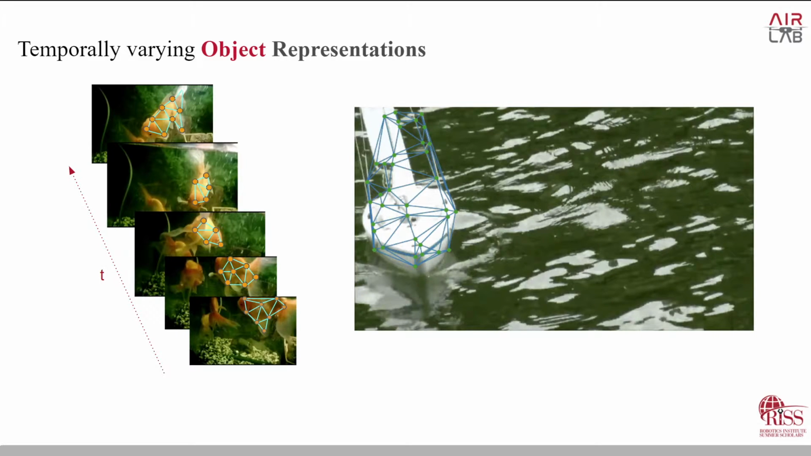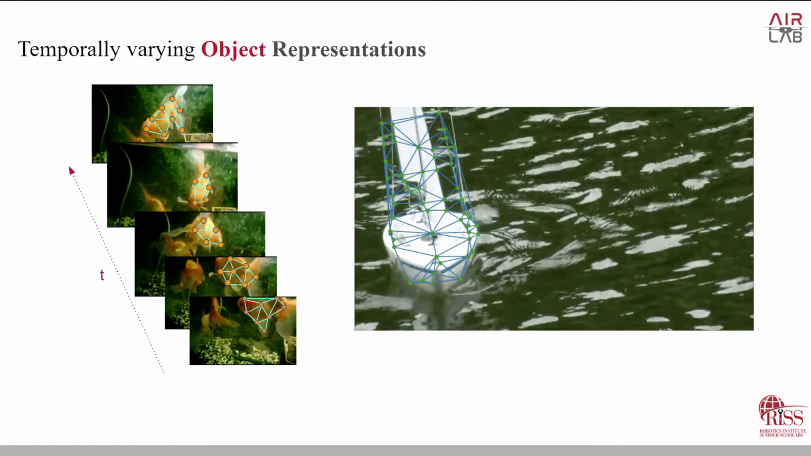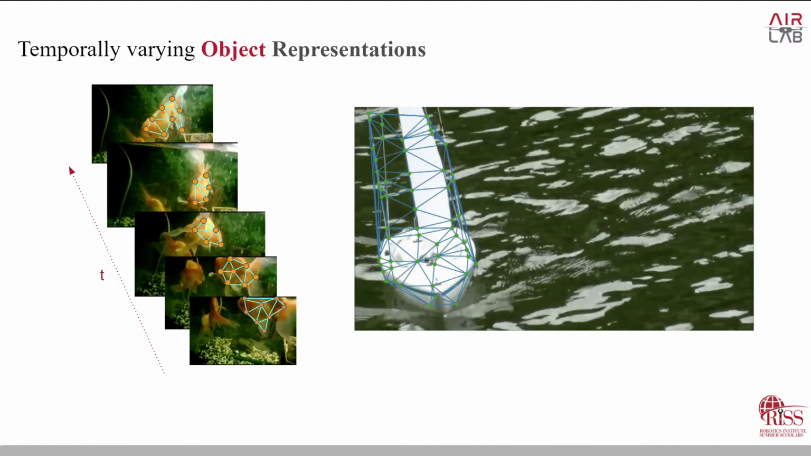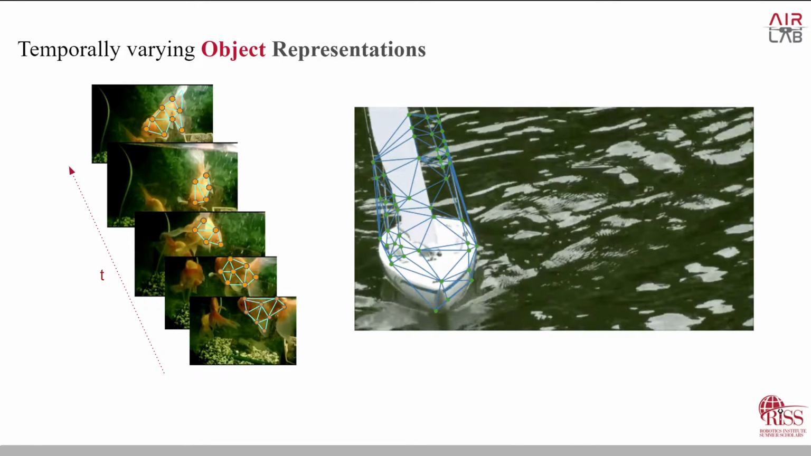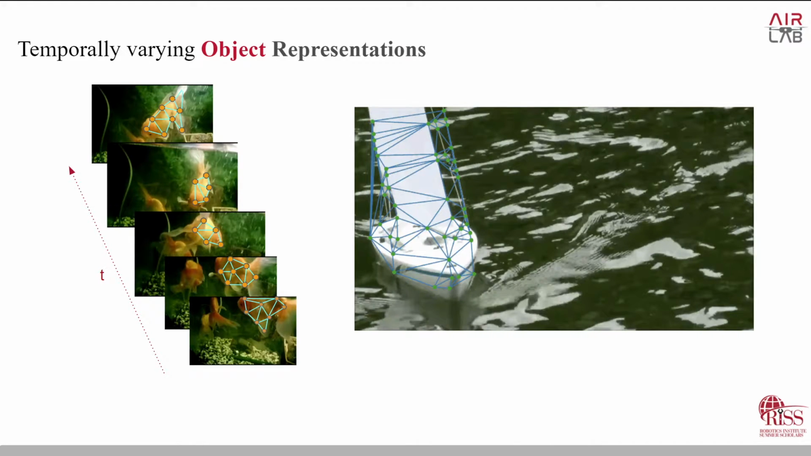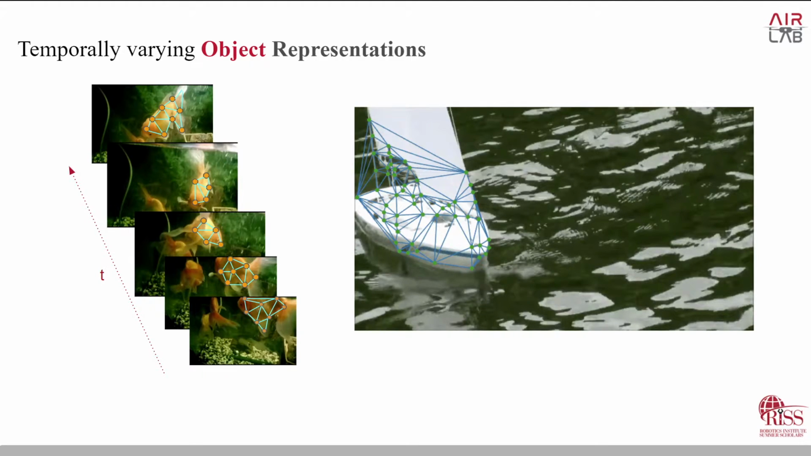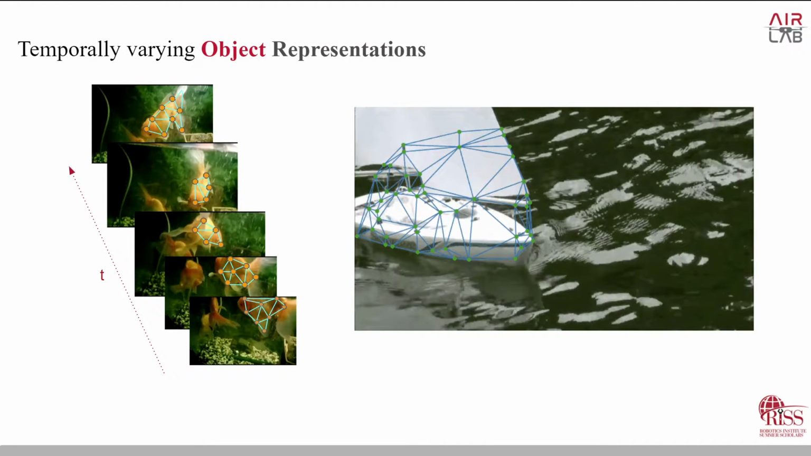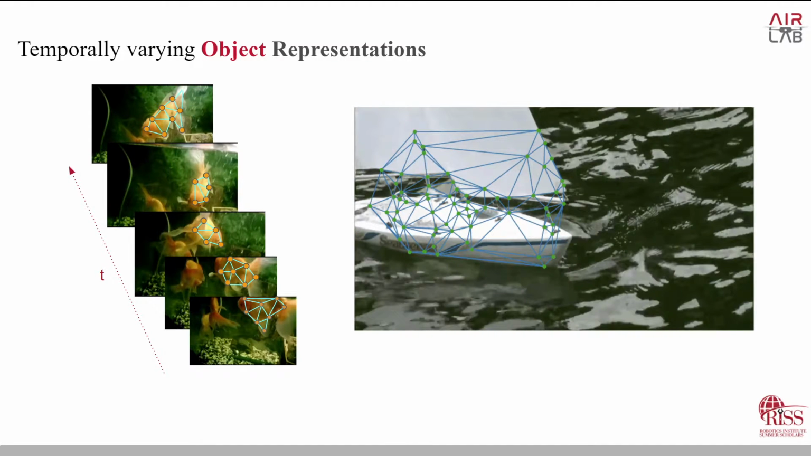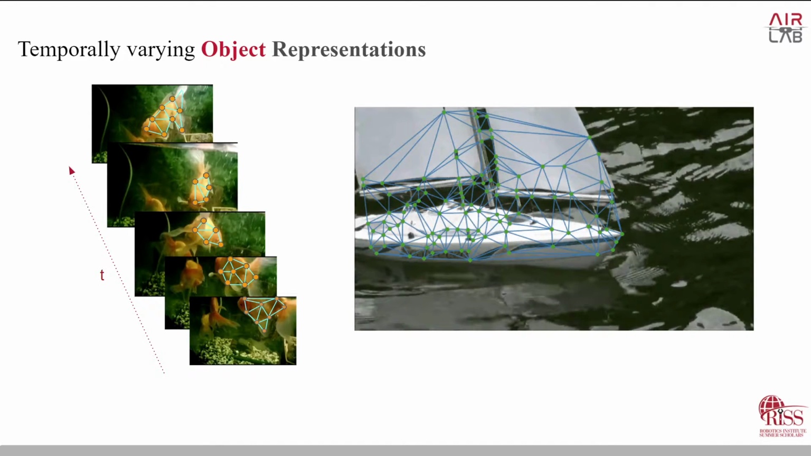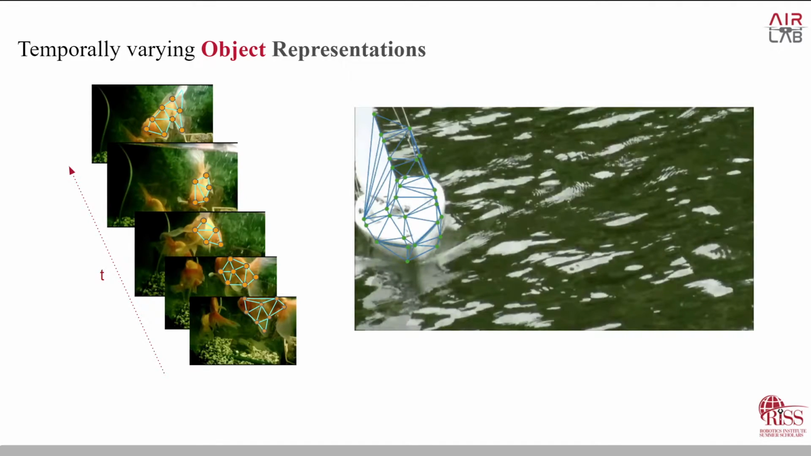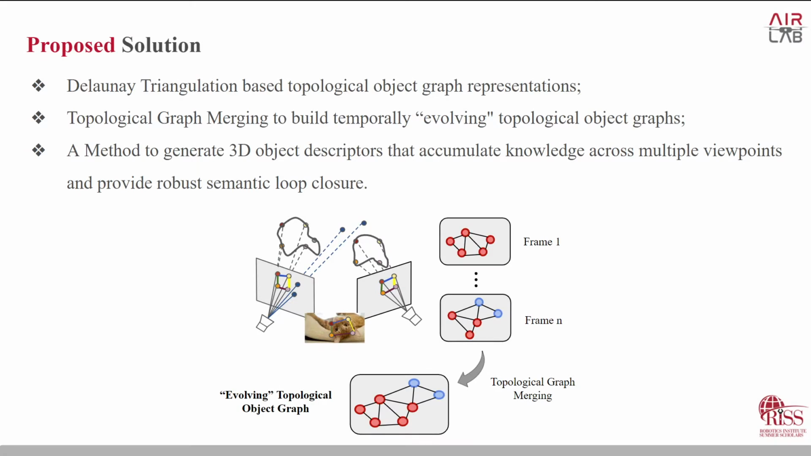Intuitively, an object can be represented as a graph, where each node of the graph represents a distinctive feature, while graph structure provides info regarding object structure. However, these graph structures vary with time due to various reasons such as occlusion and deformation, as seen on the left, and viewpoint shift, as seen on the right. Hence, there is a requirement for building an evolving graph representation of an object to accumulate knowledge across multiple viewpoints and provide robust semantic matching.